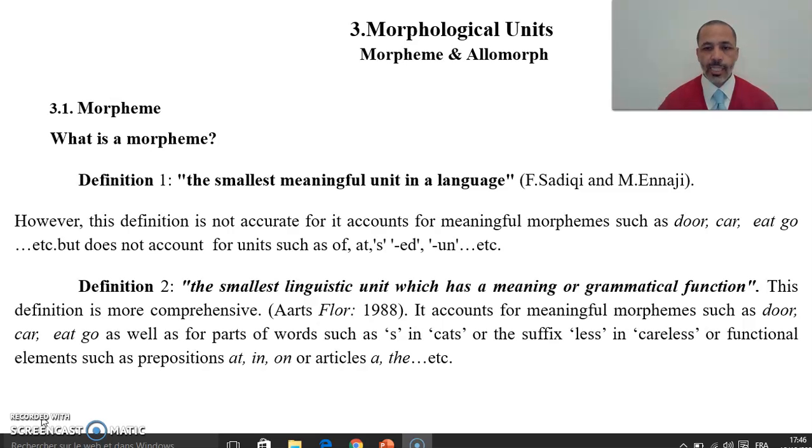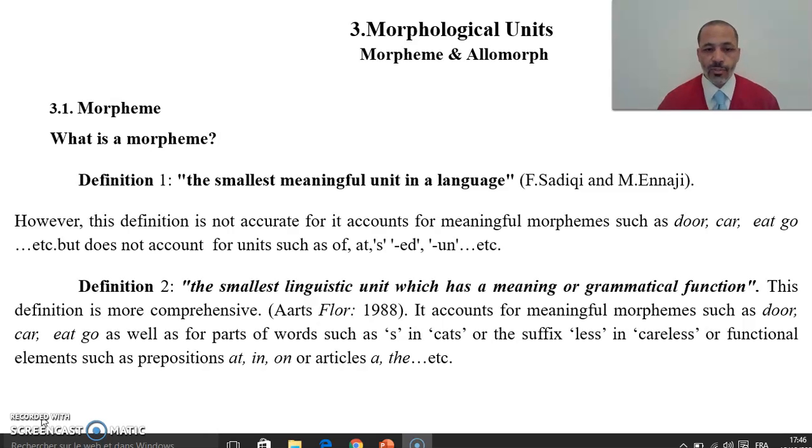In every subject of theoretical linguistics, starting from phonetics, phonology, morphology, syntax, semantics, there are basic units or minimal units. So, for example, in phonetics, the minimal unit is the phone or the sound. In phonology, the minimal unit is the phoneme. In syntax, the minimal unit is the sentence or the phrase. In semantics, the minimal unit is the sememe or the meaning. And in morphology, likewise, the minimal unit is the morpheme.